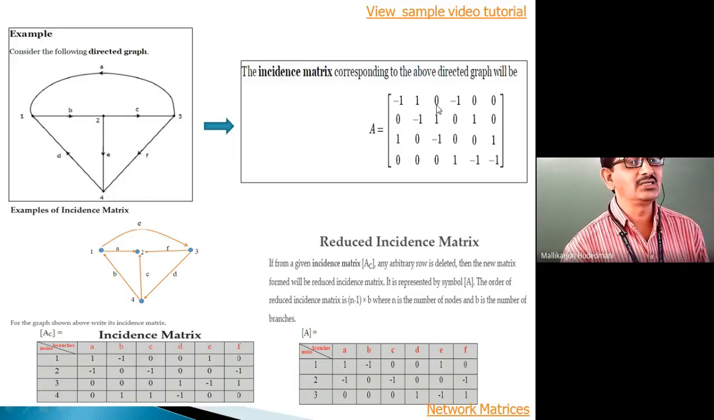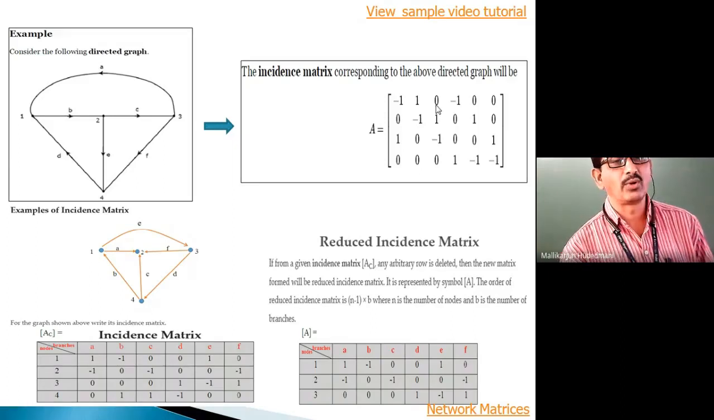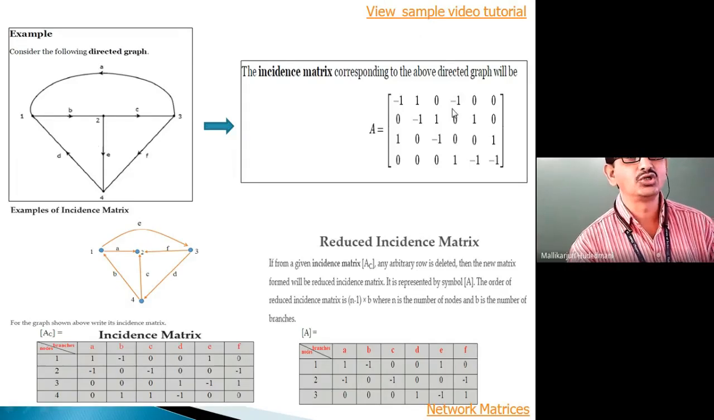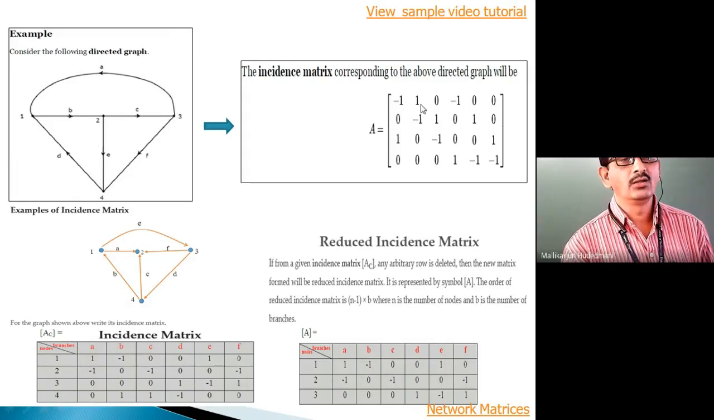Element C is not at all incident to bus 1. C is connected to 2 and 3. C is nowhere in the picture of bus 1. Hence, in row number 1 of bus number 1, element A is -1, B is +1, C is 0. How about D? D is coming from bus 4 towards bus 1. Hence, it is directed towards bus 1. You will find -1 in the position of 4, row number 1, column number 4.